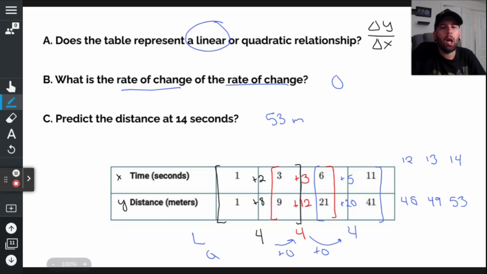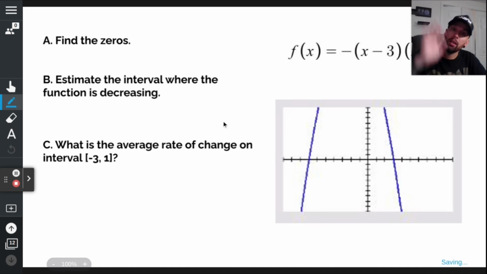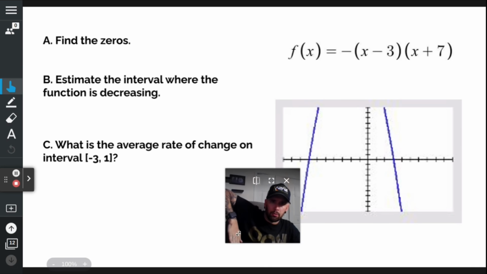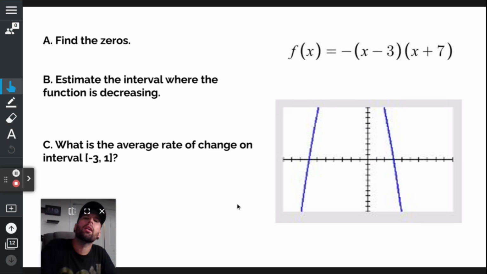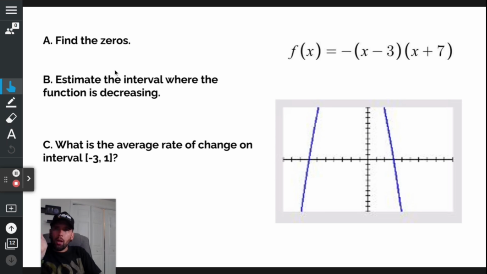Kind of a gross problem, and it looks gross. But we have one more to go, and then we're done. Oh, hooray. We finally get to use our graphing calculator. And so we're going to do that. Okay, we're going to use our graphing calculator.